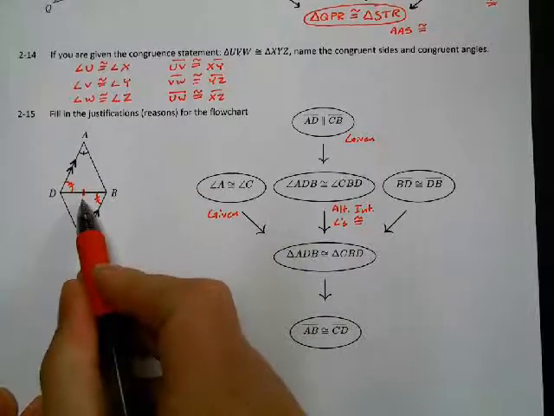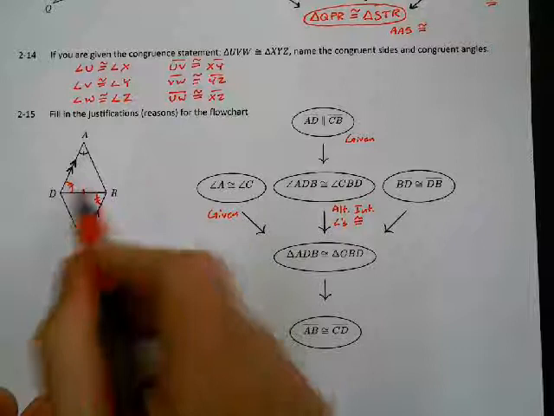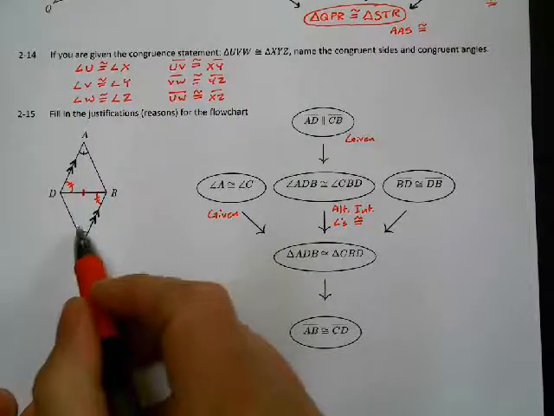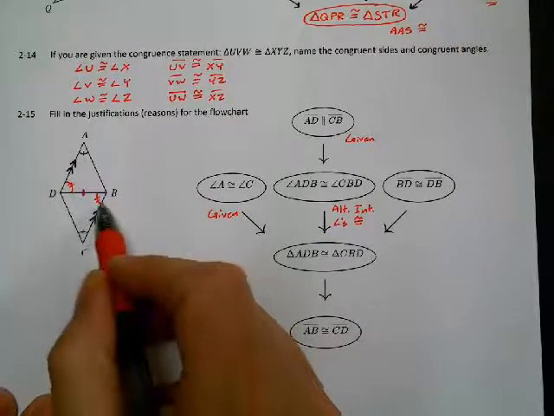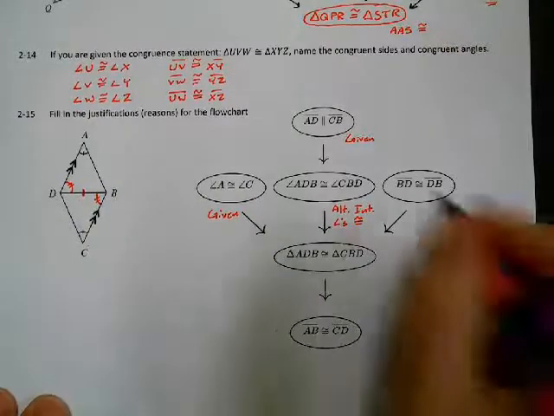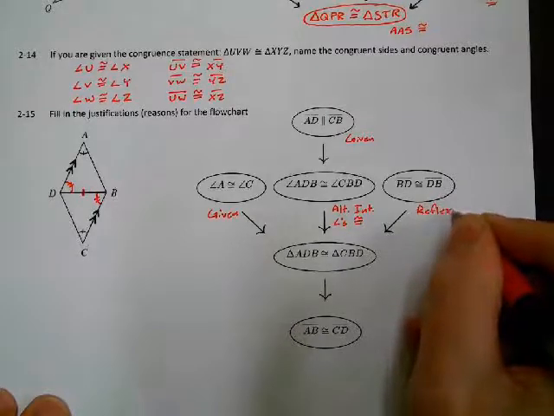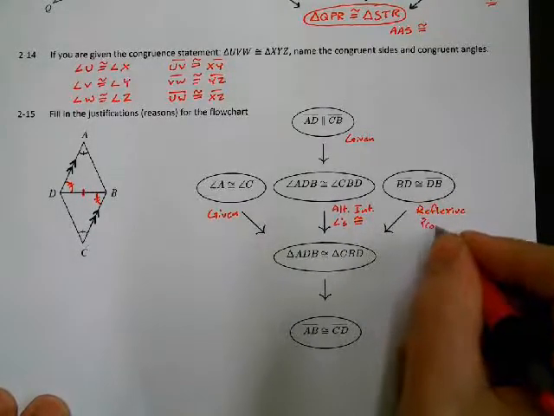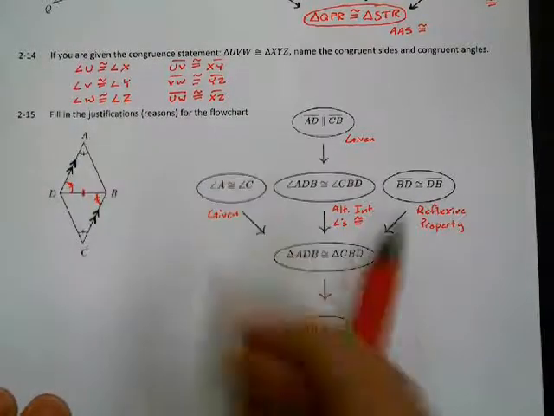But BD exists on this triangle up here, and it exists on this triangle right here. So really what we're saying is BD from the top triangle is equal to BD from the bottom triangle, and that's pretty obvious. This is the reflexive property. Reflexive property says that anything can be congruent to itself. And now I've proven three parts congruent: an angle, a side, and an angle.